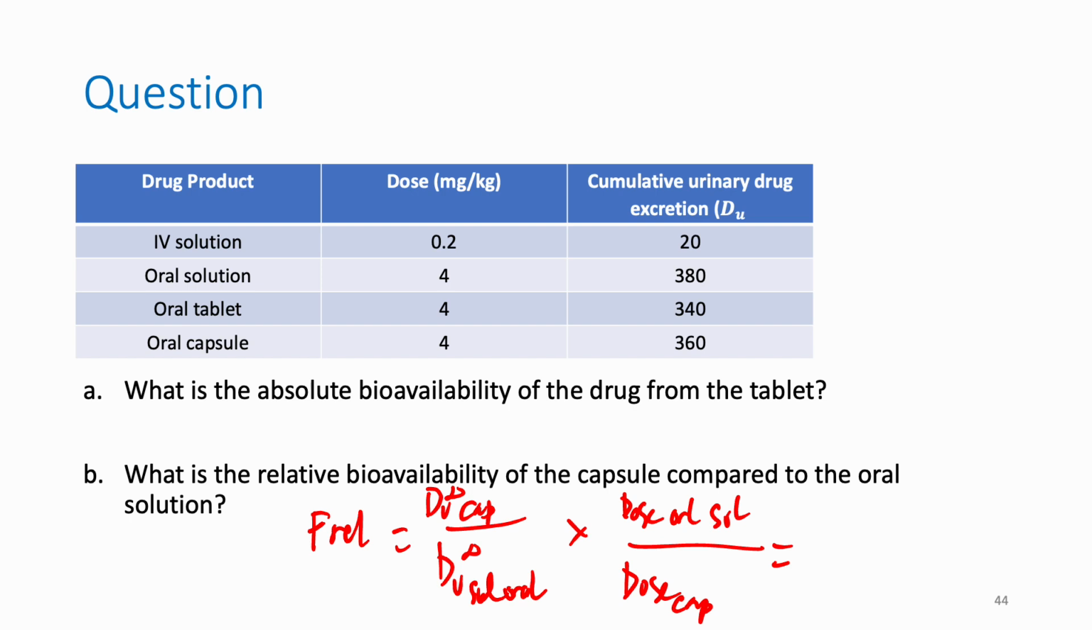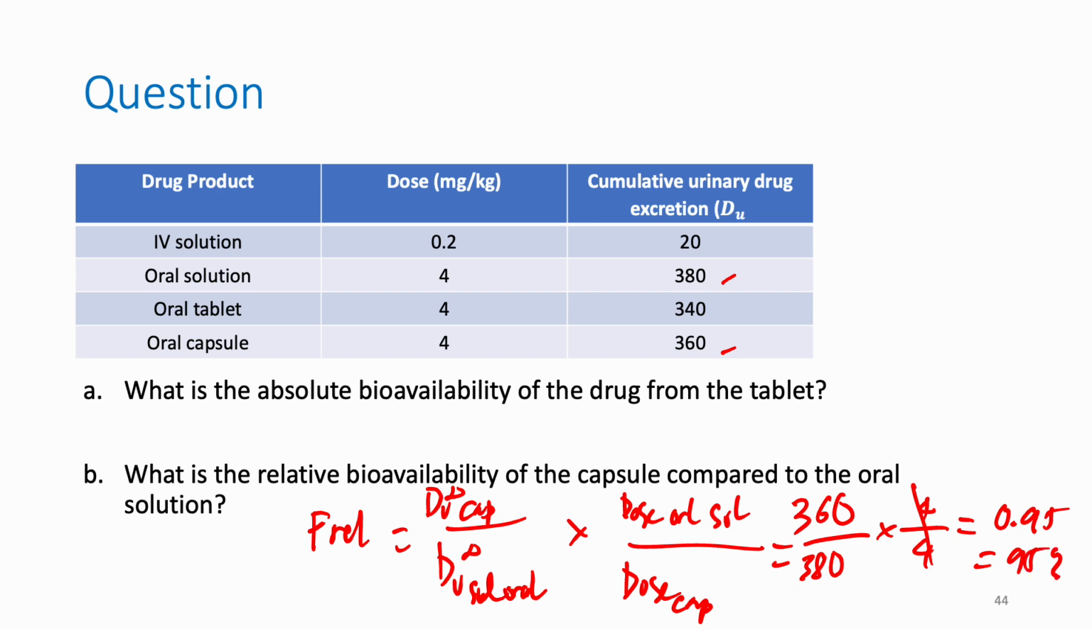Then you have the cumulative urinary drug excretion for the capsule, which is 360, divided by the cumulative urinary drug excretion of the oral solution, which is 380. Because they have the same unit, I don't write it out. The dose of oral solution is 4, and the dose of capsule is the same, 4, so you can cross out. So F relative here you have 0.95 or 95%.